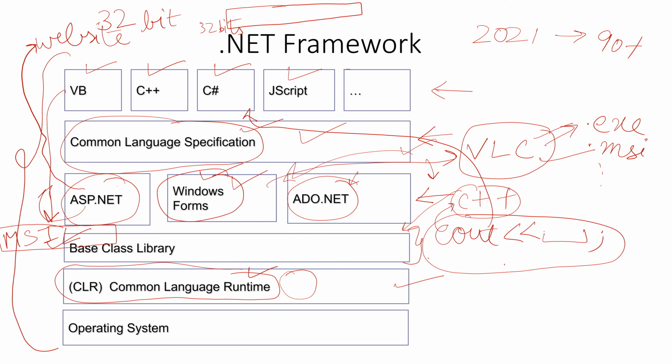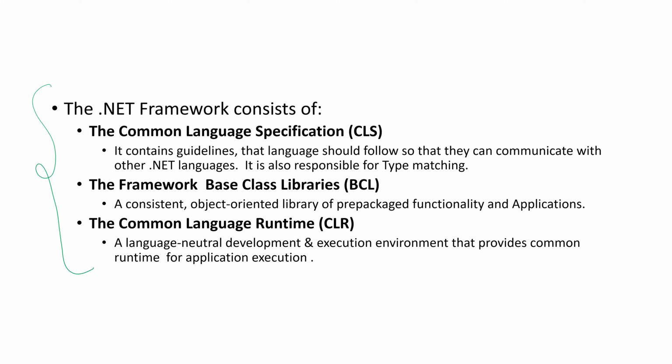Okay, so let's move on to next slide. Okay, so broadly speaking, this .NET framework is actually composed of three main entities. First of them is CLS, Common Language Specification. Second is your BCL, Base Class Library. And third is your CLR, Common Language Runtime.